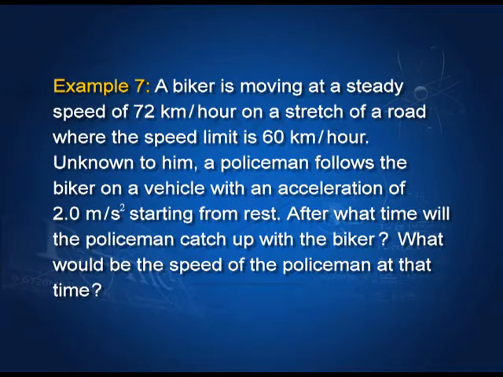Another example: a biker is moving at a steady speed of 72 kilometers per hour on a stretch of a road where the speed limit is 60 kilometers per hour. I hope you remember that on all roads there is always a speed limit, and on this road on which the biker is moving, the speed limit is 60 kilometers per hour.